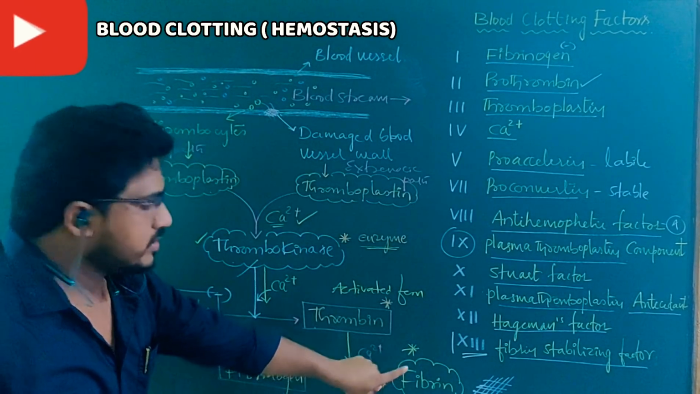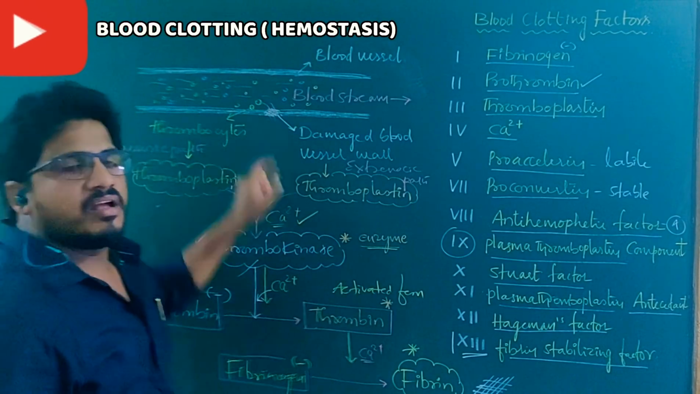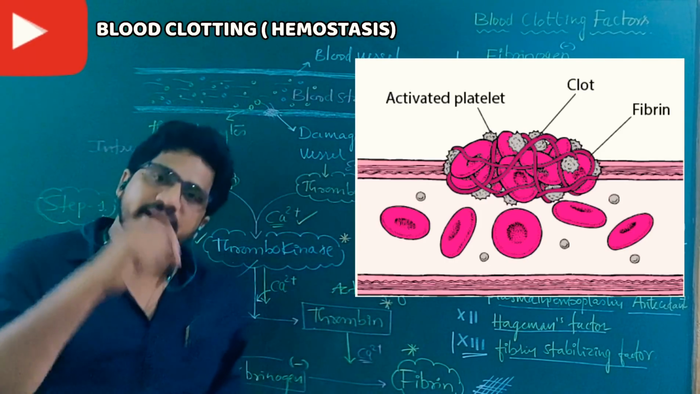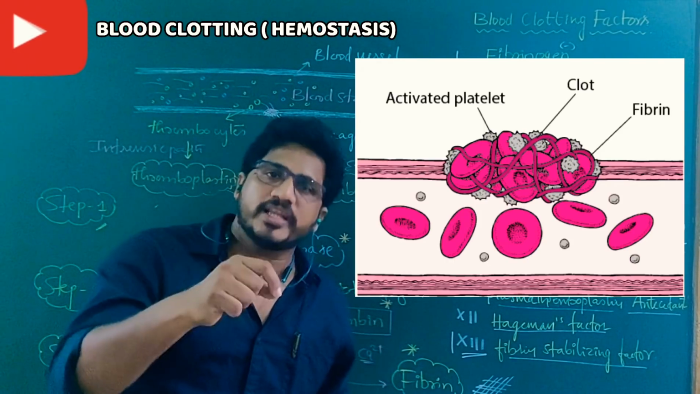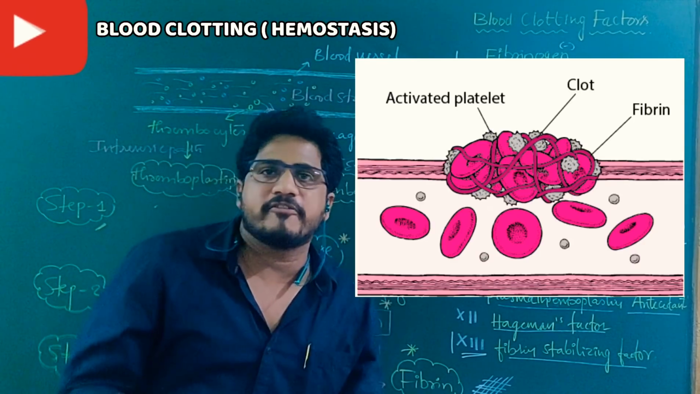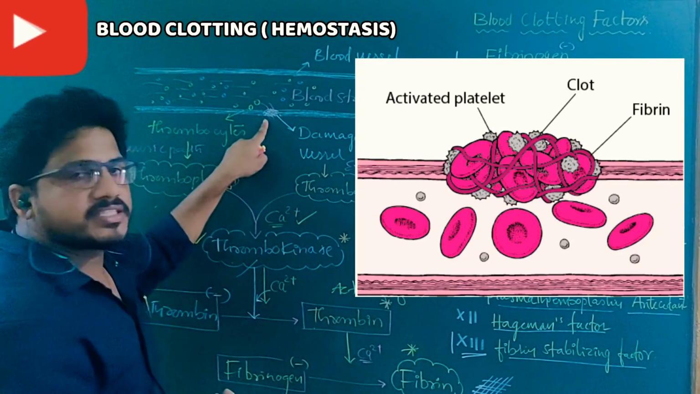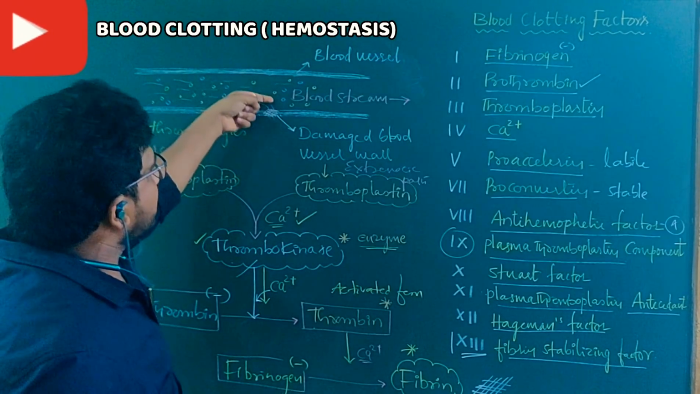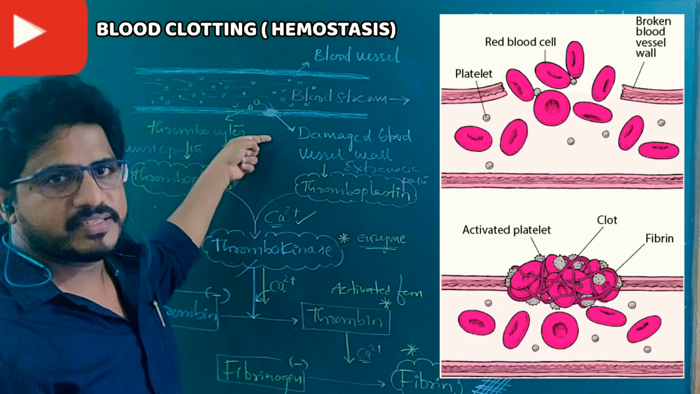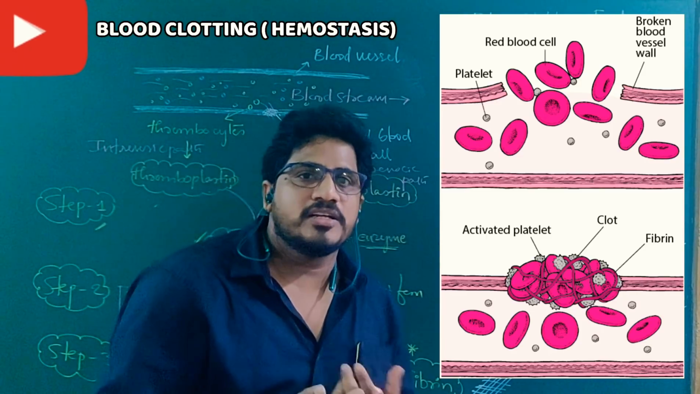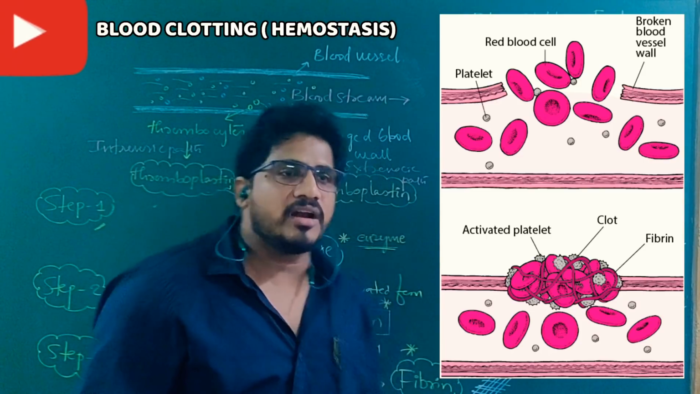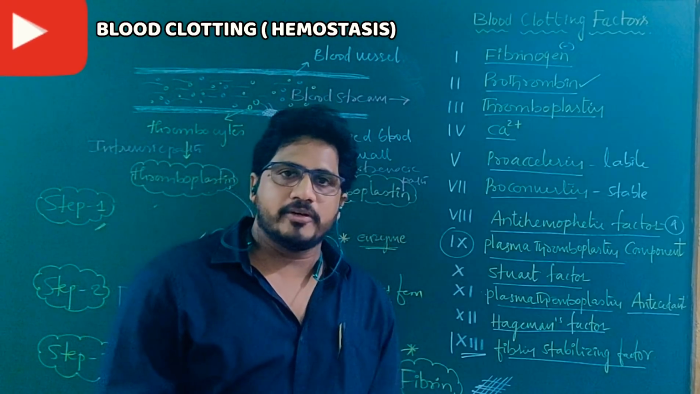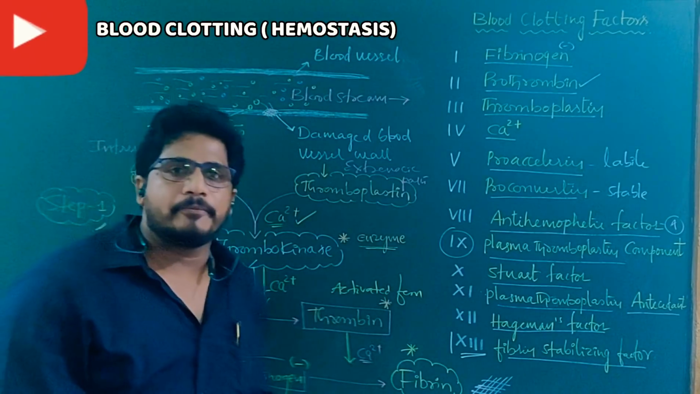Once fibrin is formed, it acts as a mesh-like structure. Along with the mesh-like structure, RBC, WBC, some damaged cells, protein-like structures and other elements of blood come and join this mesh and form a barrier, so that blood cannot come out of the blood vessel, and eventually bleeding stops. Stoppage of bleeding is called hemostasis, or the blood clotting phenomenon. So this is how the 3 steps are important.